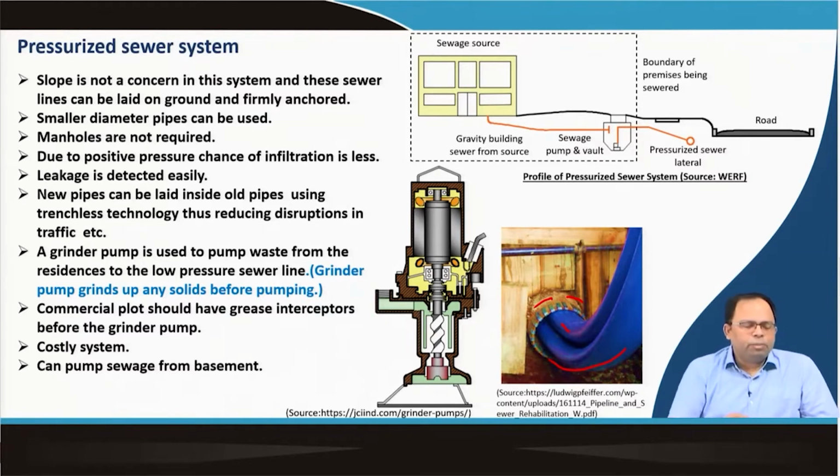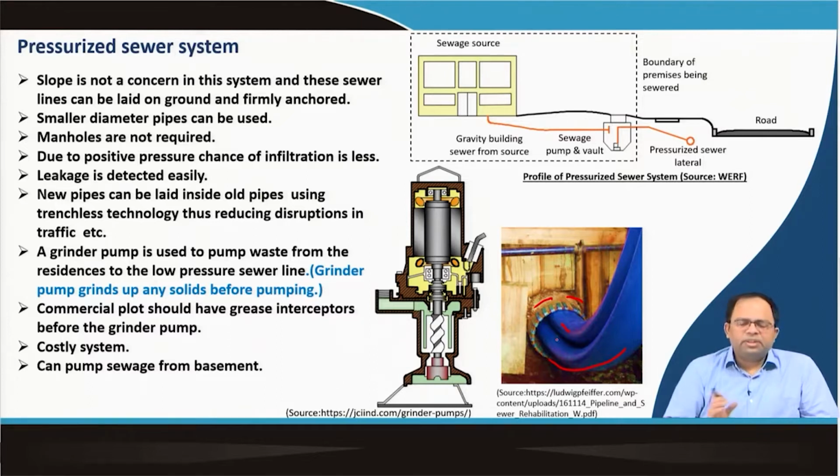So, in that case, new pipes can be laid inside old pipes using trenchless technology, thus reducing disruptions in traffic and all the other issues, because we cannot construct a new pipeline when the roads may be congested, with too much traffic, and we cannot disrupt it. So, for all these issues we can go for trenchless technology and rehabilitation of pipelines, and this is what is being done in many cities right now. I will show you other examples as well, and this is where pressurized systems could be utilized.